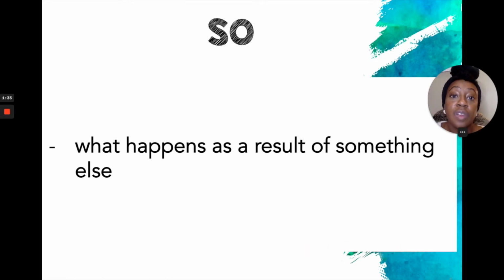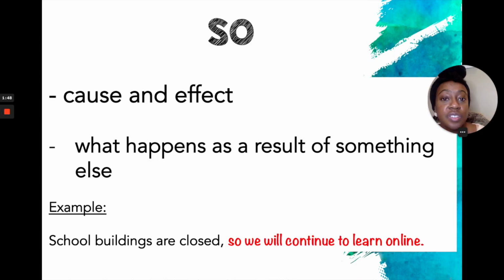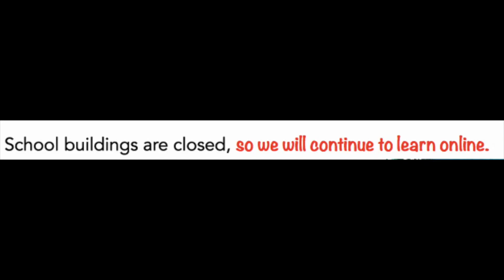So it tells the result of something, right? It's the cause and the effect. What happens first and what happens second, kind of like before and after. So here's our example. School buildings are closed, so we will continue to learn online.